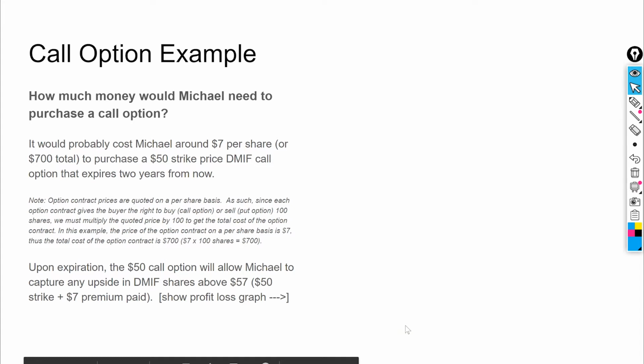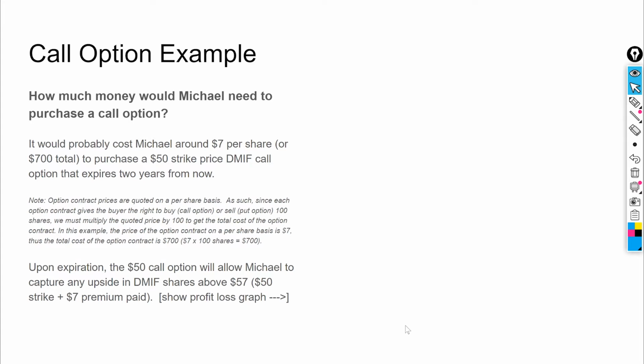So how much money would Michael need to purchase this call option? Well, let's say for the sake of this hypothetical that this option contract costs $7 per share. Now, remember, all option contracts are standardized contracts, so they are a right to buy 100 shares of the underlying. So if it costs you $7 per share, and you have to, at minimum, buy one option contract, which is representative of 100 shares, you have to multiply that by 100.